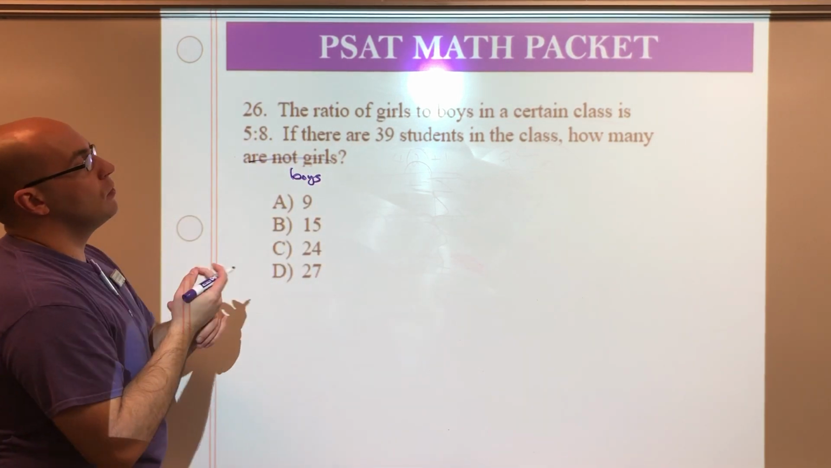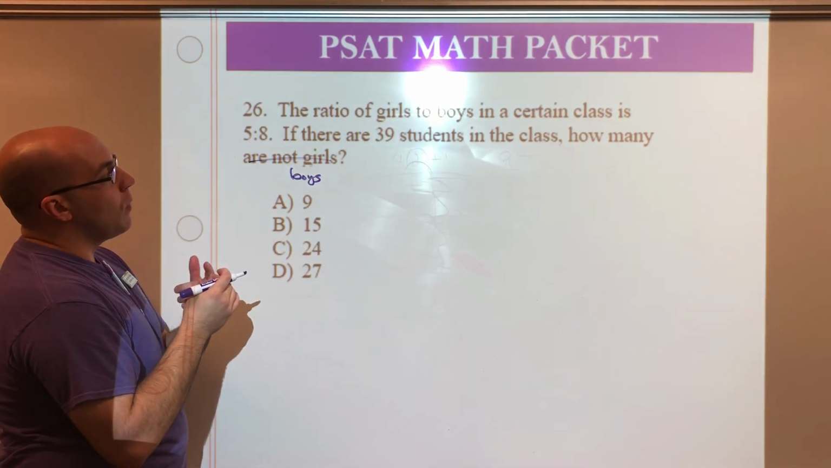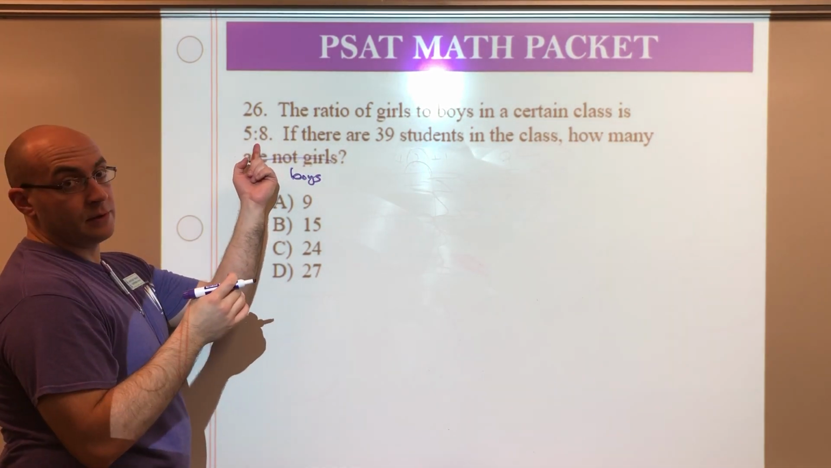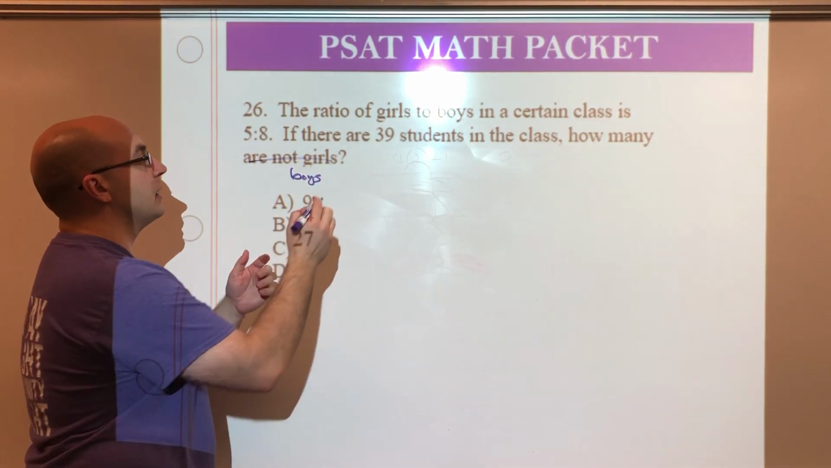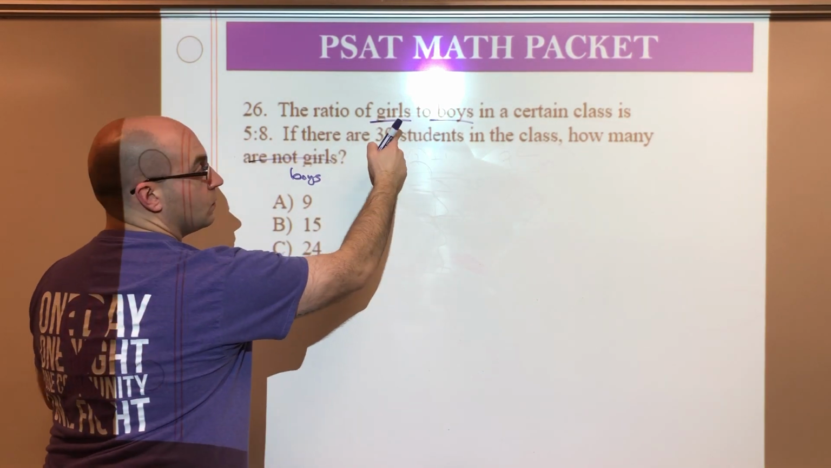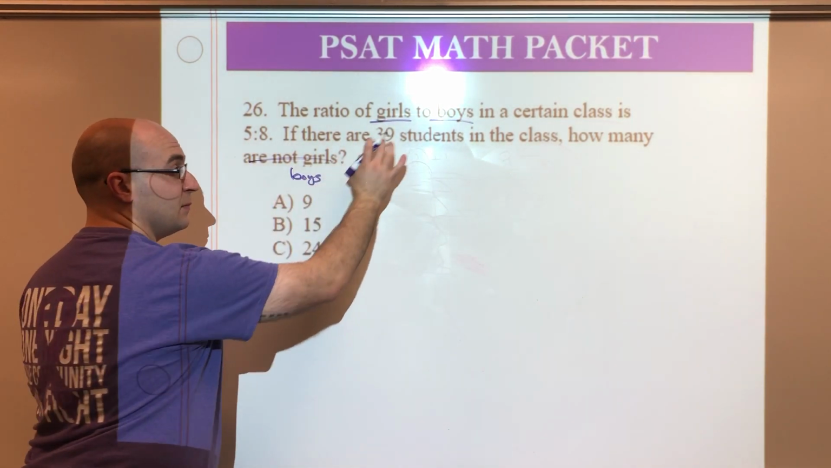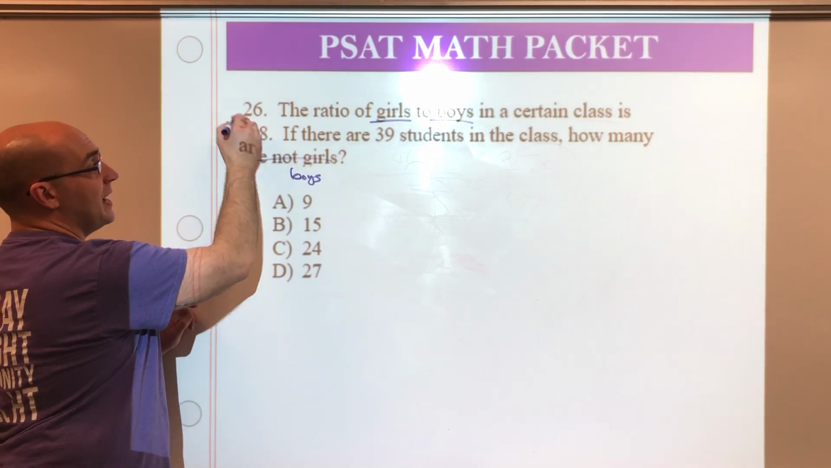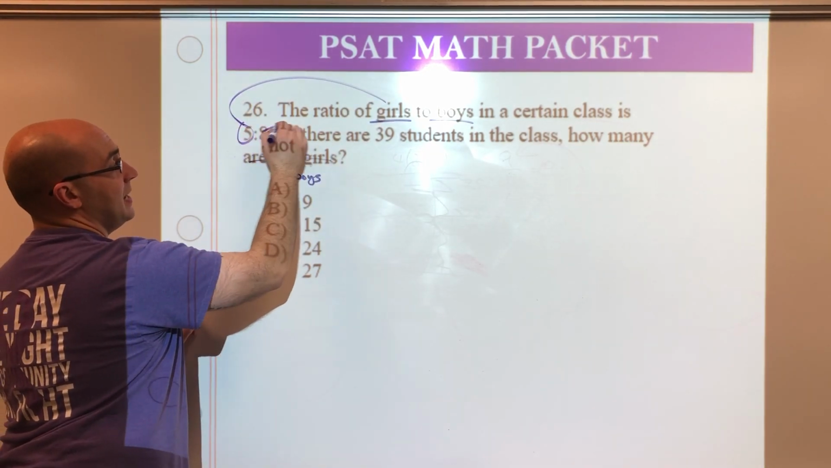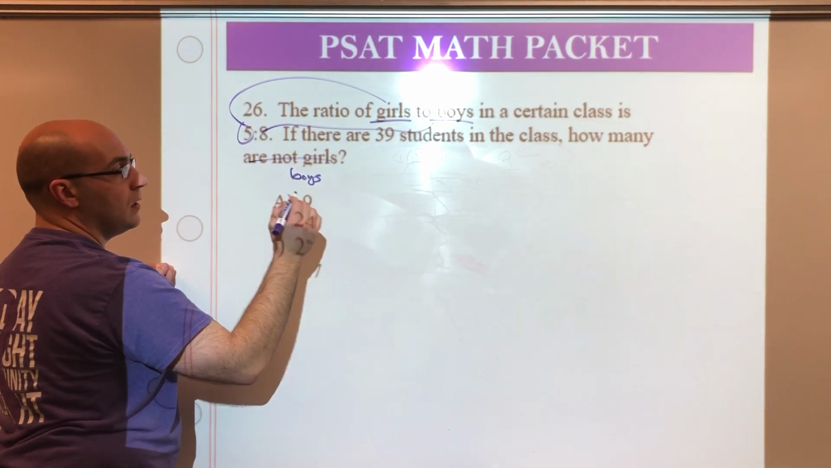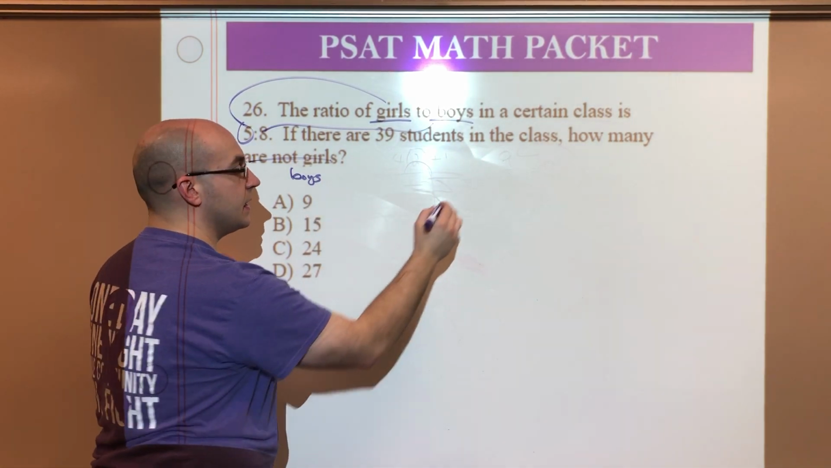Ratios are a little tricky. When you have a ratio and a number, the order matters a lot. Because girls was the first identifier and boys was the second, 5 represents girls and 8 represents boys. We know that there are 39 students in the class.